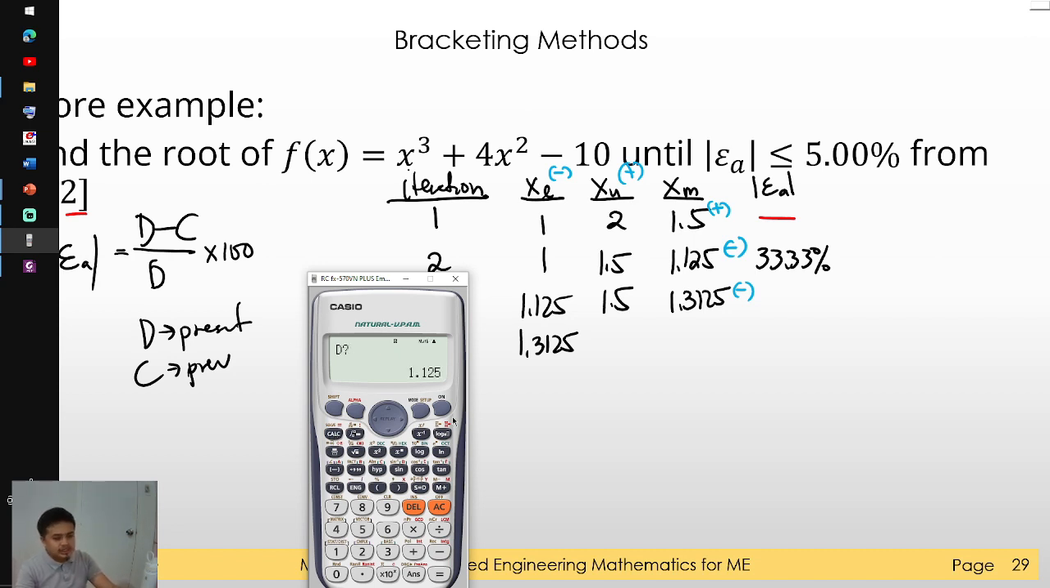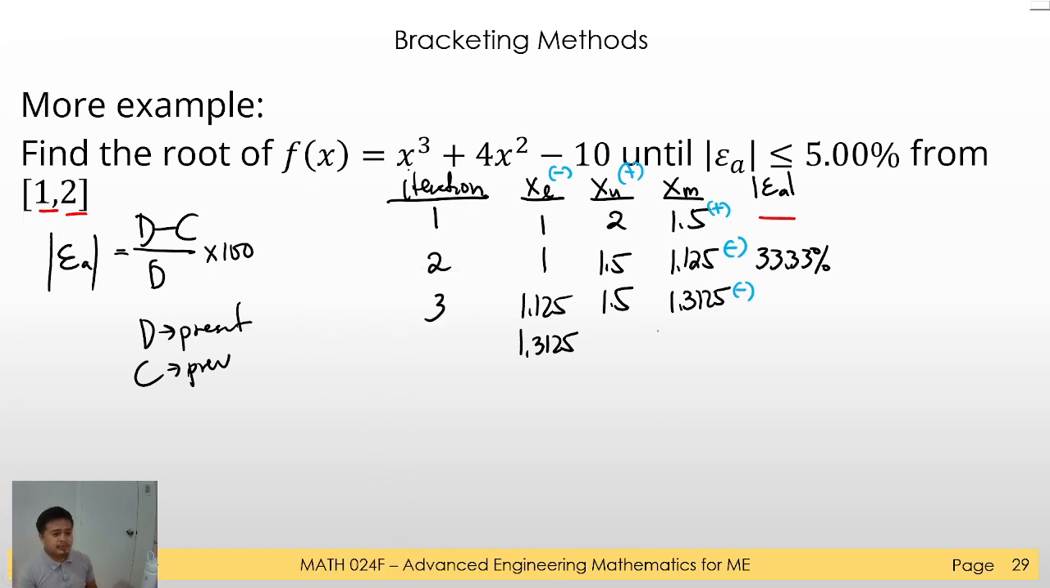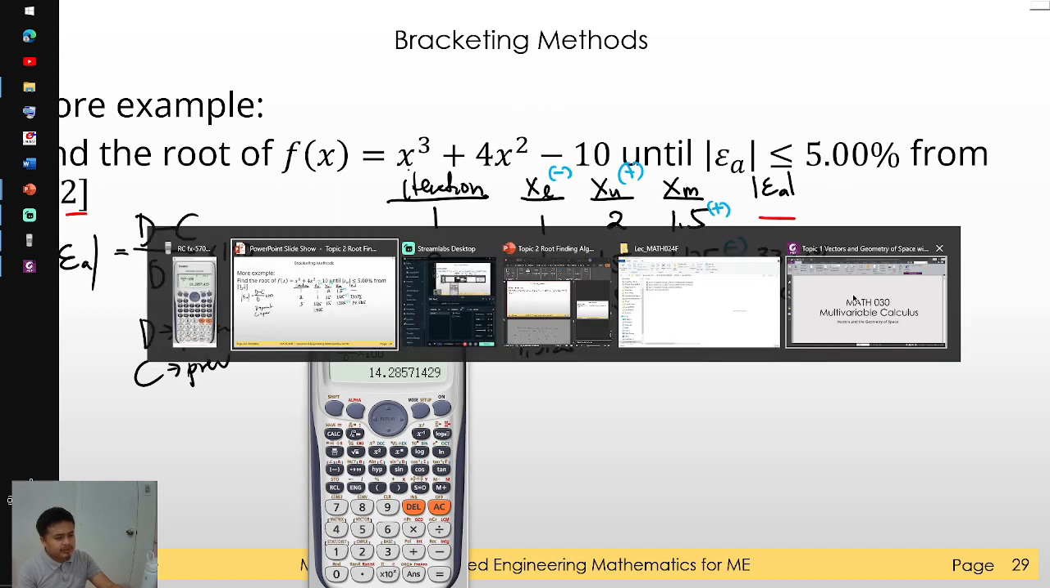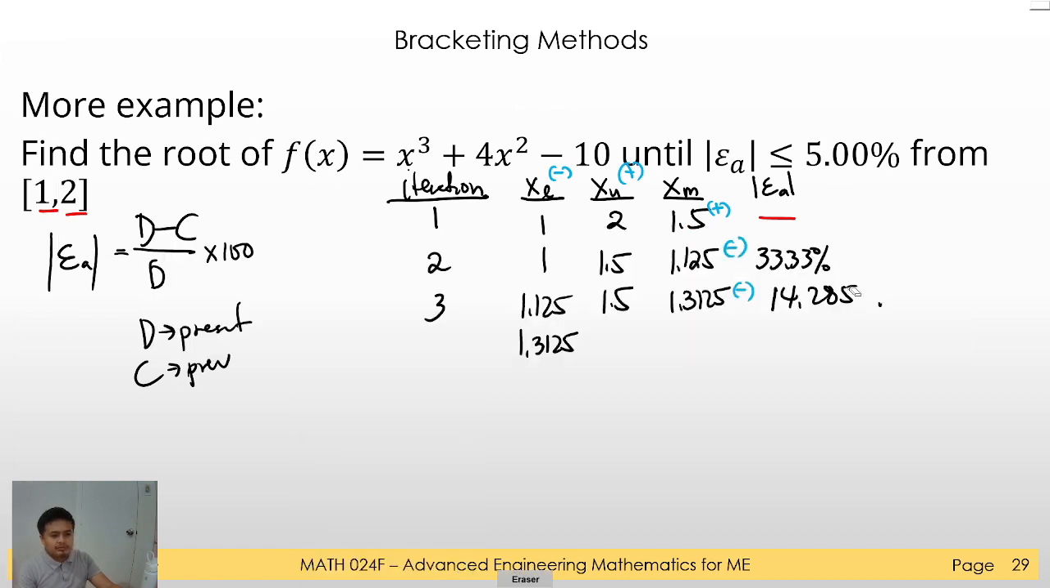So present muna, 1.3125, and then the previous is 1.125. So the answer should be 14.285, right? 14.285. Okay, 14.285, right? Sige, 14 significant figures na lang, 2.8, 29 na lang, no?